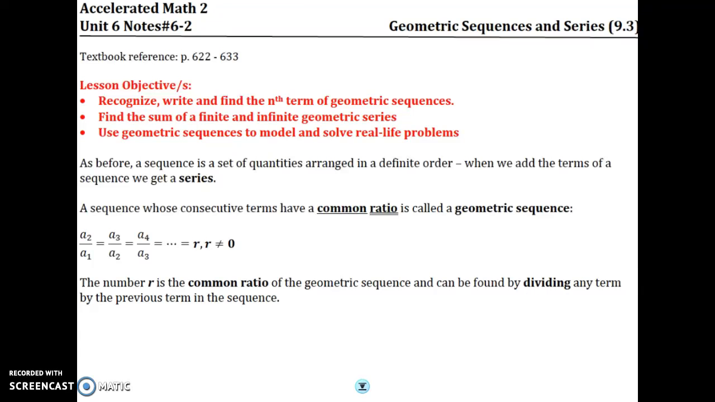So the following sequence of numbers, if we start with 2, 6, 18, if you were to make a prediction about the next term of this sequence, hopefully you've identified that to get from one term to the other, we're multiplying by 3. And so the next term would be 54. And this right here is an example of a geometric sequence.